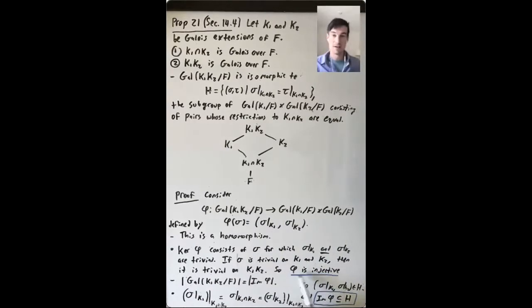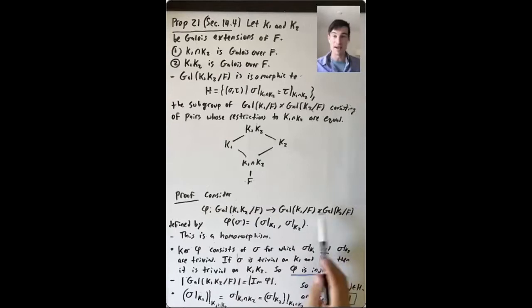So we've seen that phi is injective. Okay, so what does that mean? First isomorphism theorem, Galois K1 K2 over F is isomorphic to the image of phi of this map. All right, so in particular, this Galois group is isomorphic to its image. The order of this Galois group is the order of the image. This is a fact that we're going to use in the proof, so I want to highlight this.